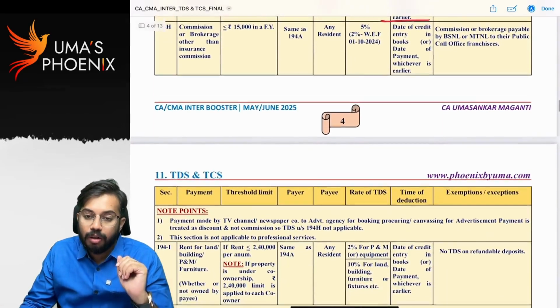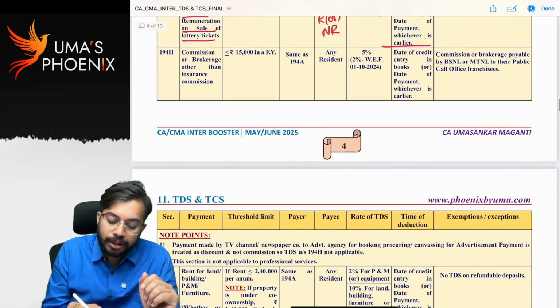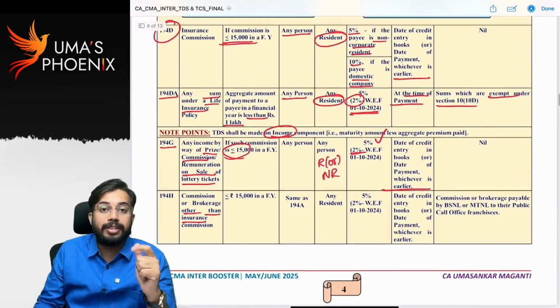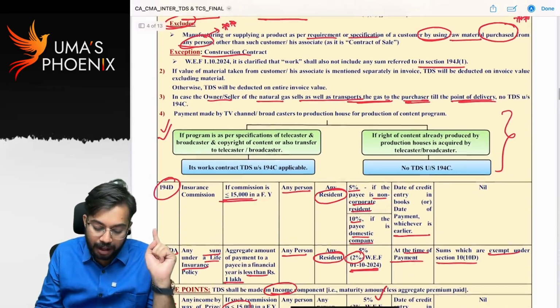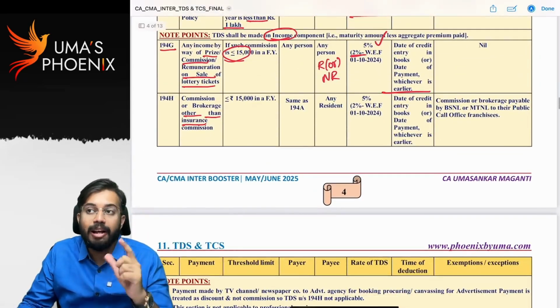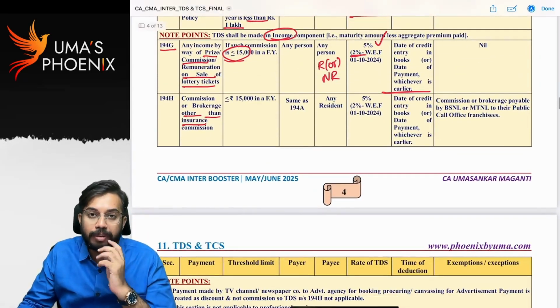Next, 194H, commission or brokerage other than insurance commission. Why? Because for insurance commission a separate section is there, 194D. So other than insurance commission, if any other commission is paid, for such commission TDS is required to be deducted under section 194H. Is it clear?